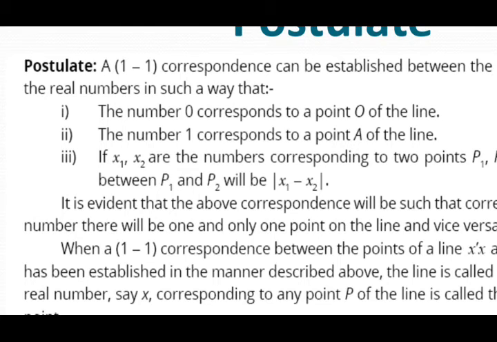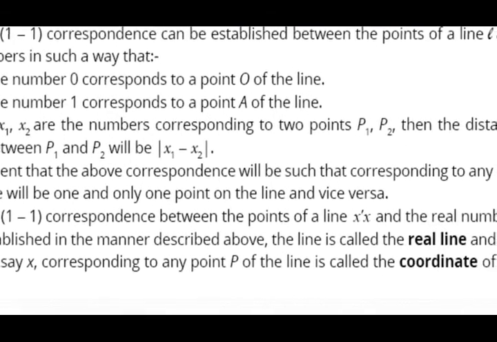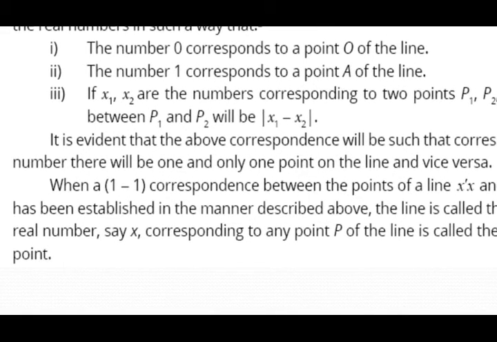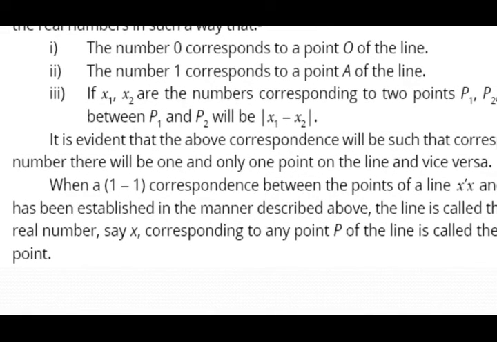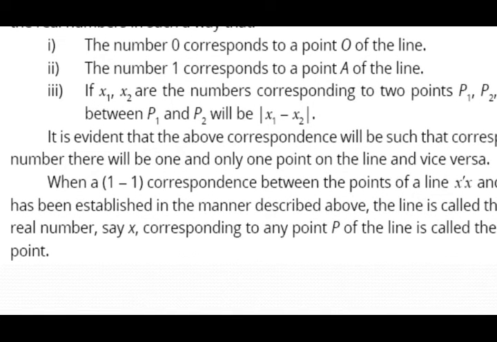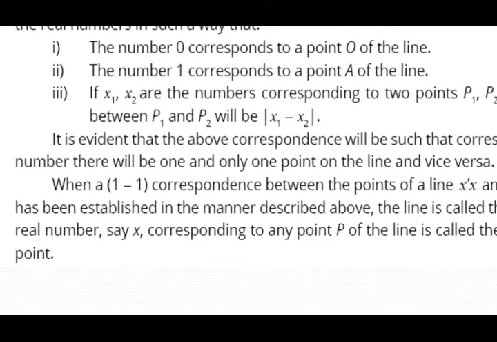If x1 and x2 are the numbers corresponding to two points p1, p2, then the distance between p1 and p2 will be mod of x1 minus x2. These straight lines are called modulus, which always represents a positive number.